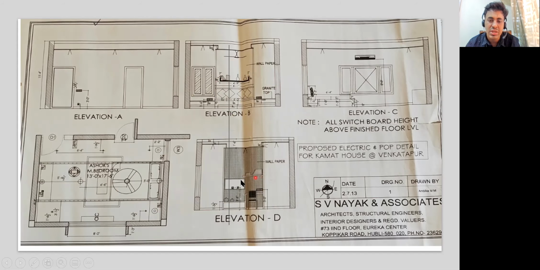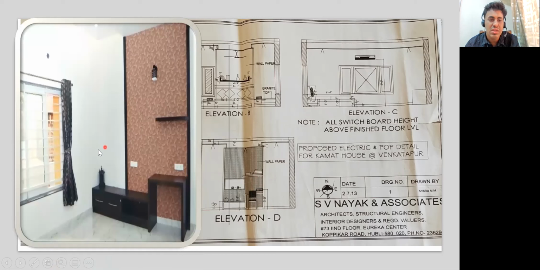You can keep your books here. A rack is given, and this entire portion is put up with the wallpaper, right? So each and every detail, at what height your table has to be, the height of the switchboard, each and everything will be mentioned in the interior drawings. Now this is what the interior design is trying to convey to us.